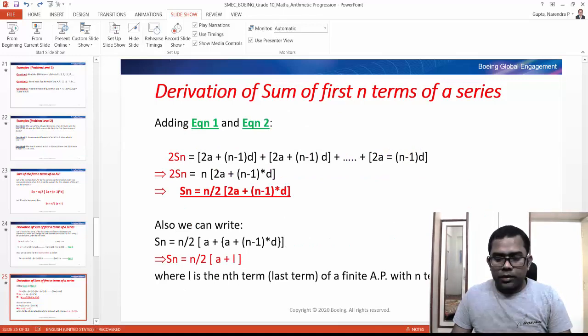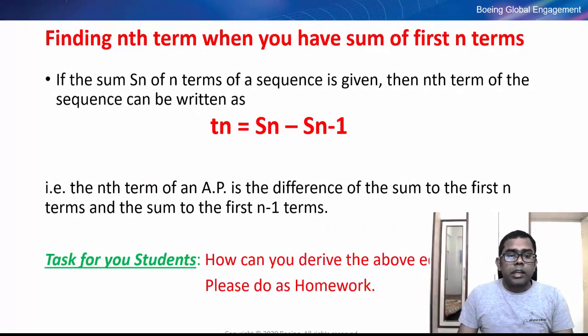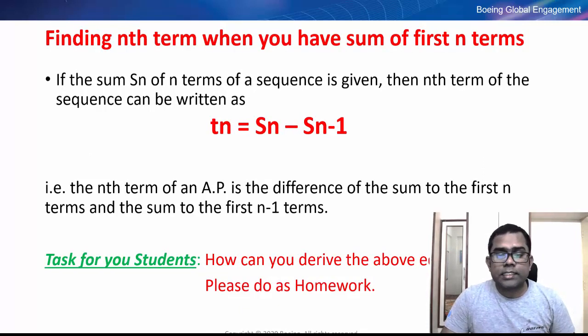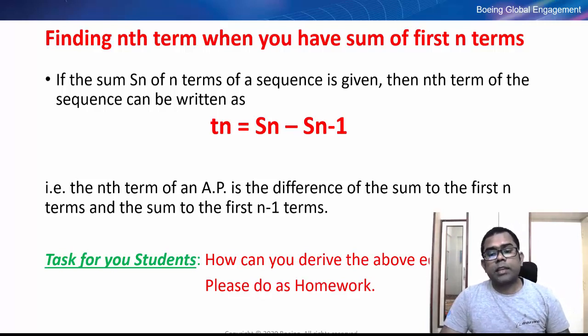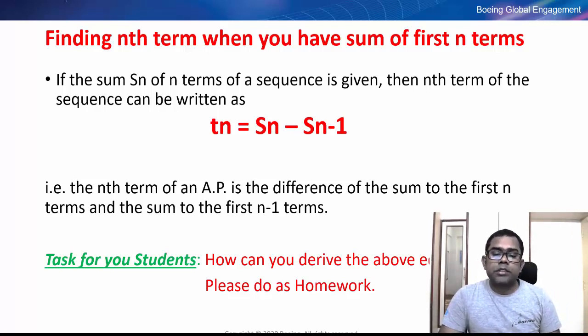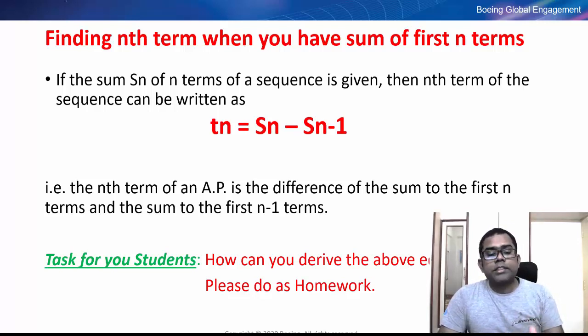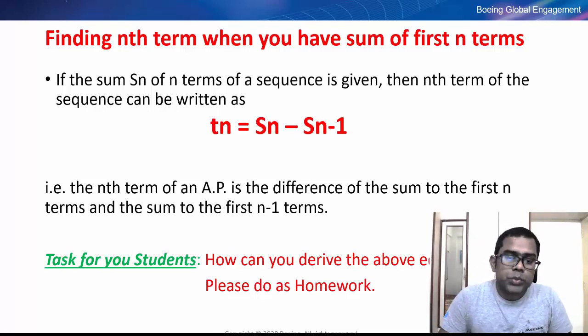Moving on, if the sum of the first n terms of a series is known and sum of the first n minus 1 terms of a series is known, then the nth term of that particular arithmetic progression can also be written as the difference between the sum of n terms and sum of the n minus 1 terms. I leave this as a task for you, dear students, that how can you derive the above equation. Please do it as a homework.